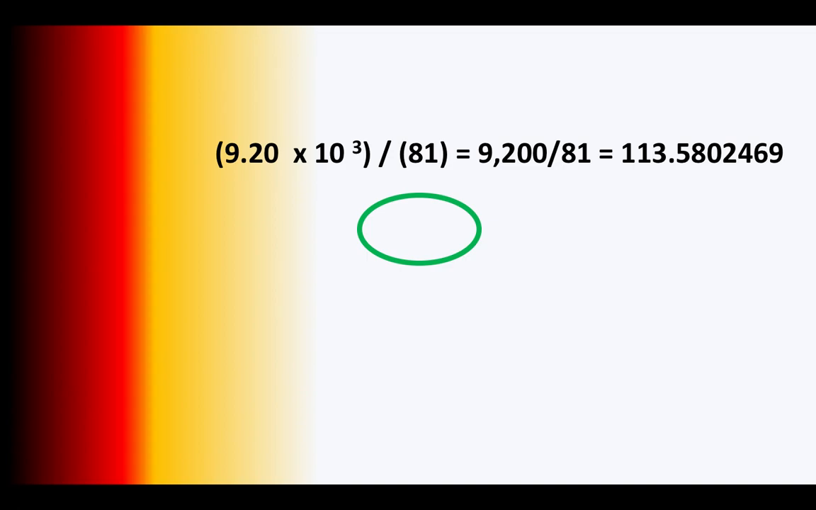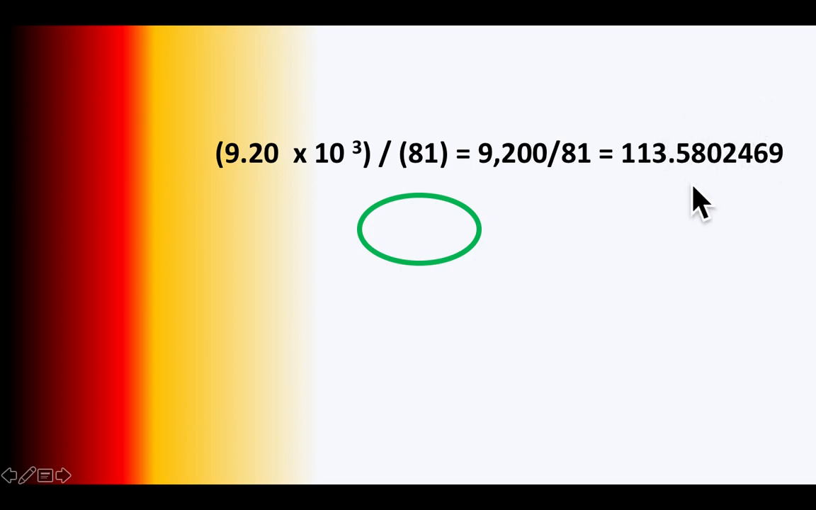Okay, one more. Let's look at this one. This is with a number that's in scientific notation. So 9.02 times 10 to the third, if we expand that out, that means we're going to move that decimal point over 3 places, and we get 9,020 divided by 81, and we get this 113.5802469. Well, that's a lot of mess.